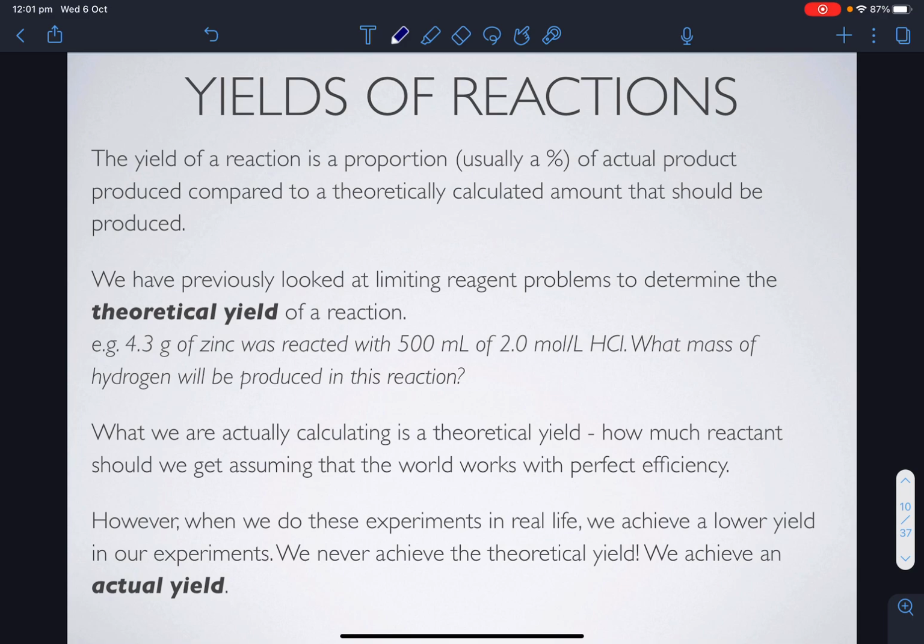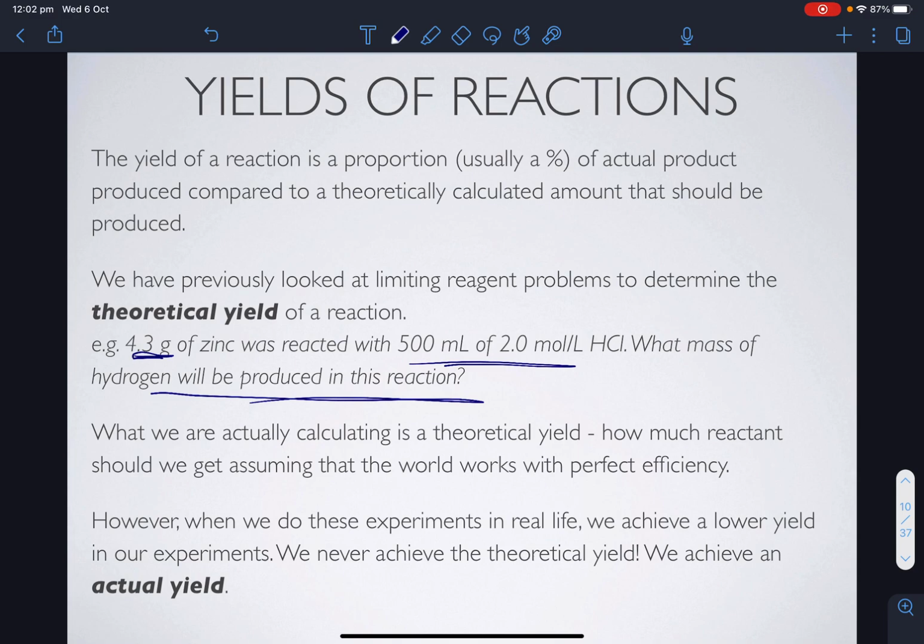So we've previously looked at limiting reagent problems, and what we've actually been determining is something that we're now calling the theoretical yield. So for example, we've got a problem here. If this mass of zinc was reacted with this many moles of HCl, what mass of hydrogen, so what amount of product, could be produced? We've done lots of those problems. What could be produced is now what we're calling the theoretical yield. If we're assuming that all the reactants come together and the limiting reagent limits the reaction, how much could be produced? That's the theoretical yield.